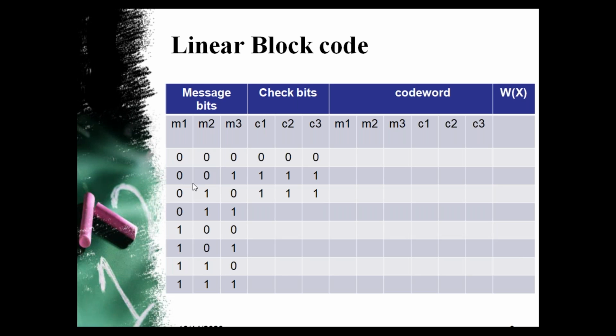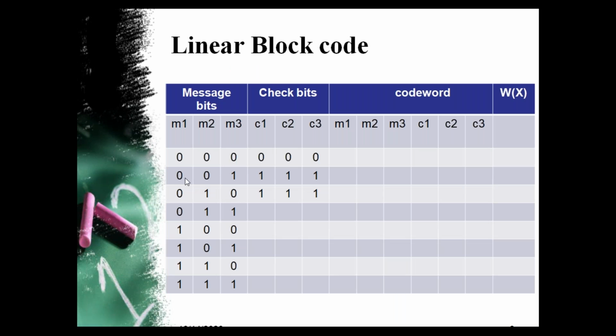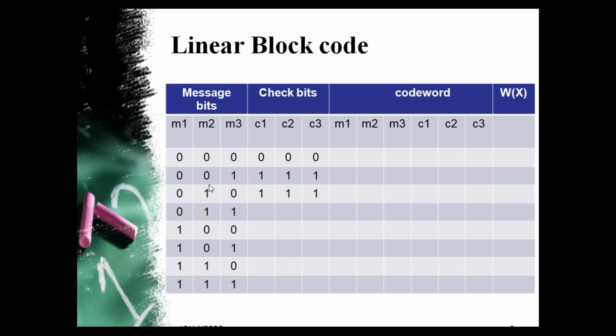Therefore, we have c1 is m2 plus m3. Therefore, 0 plus 1, that is written here as 1. Then c2 is equal to m1 plus m3. Therefore, 0 plus 1, so it is 1. Then c3 is m1 plus m2, so it is 1. Like that, all of you please complete these check bits.